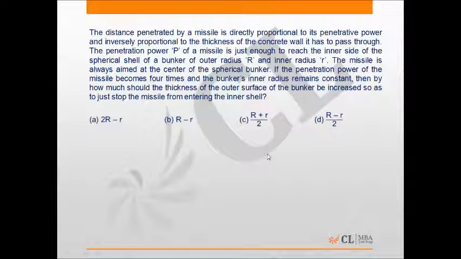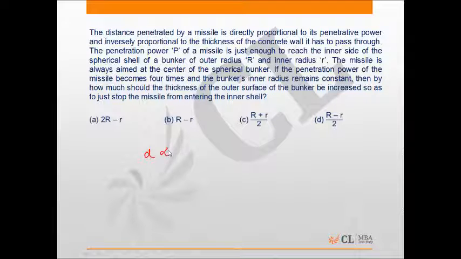This would definitely be a level 3 or round 3 question. Here, if we look at what the question states, it's given that the distance penetrated by a missile is directly proportional to its penetrative power and inversely proportional to the thickness of the concrete wall it has to pass through. Thus, I get a generalized feeling of what the question is saying.